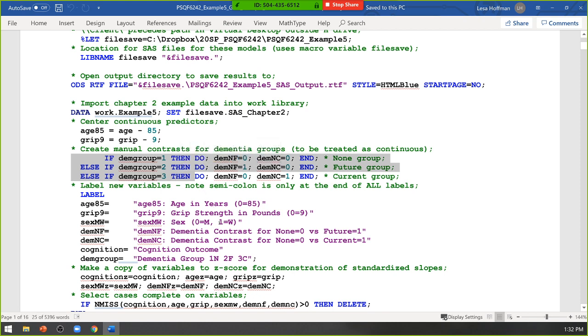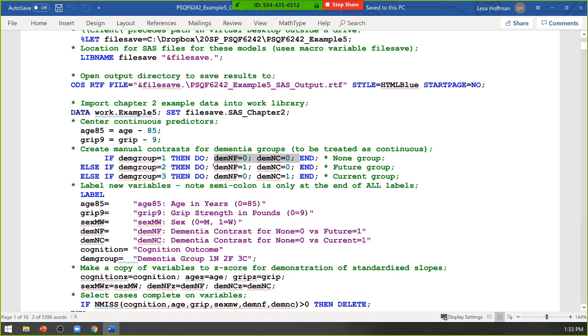I have this SAS code that I'm using to create the contrasts to put group in the model. So it's none, future, or current are the groups. And I'm using none as my reference group. So if the original variable is 1, then I'm going to make two new variables right here. Dem NF stands for none versus future, and Dem NC stands for none versus current. So none is my reference group. They're going to be coded 0.